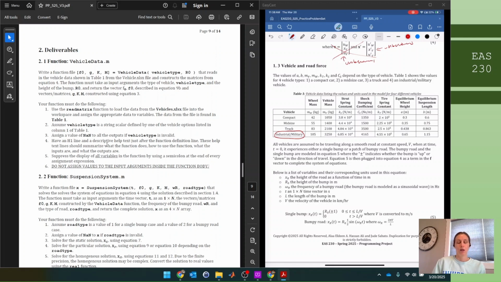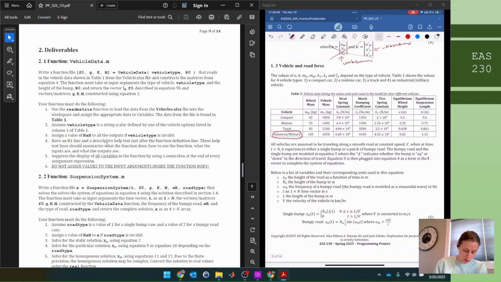Okay, continuing. We're going to assume that our car hits a bump. So we're going to look at a single bump, so literally a single bump, followed by flat road, or we're going to look at a bumpy road, which is sinusoidal, which, that's a terrible sine wave. A bumpy road that looks like that. Okay, these are the variables that correspond to these equations. So there's lots of variables, lots of equations, but that's what it comes down to.